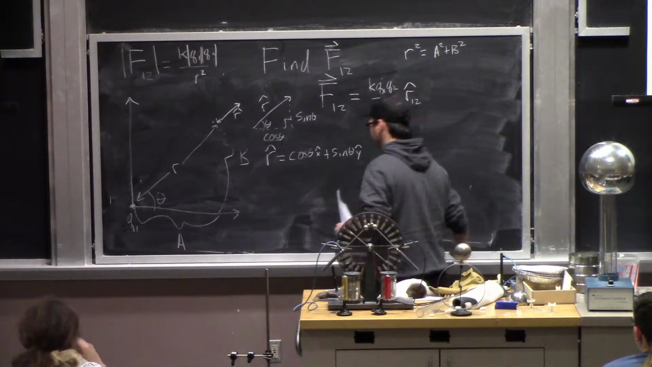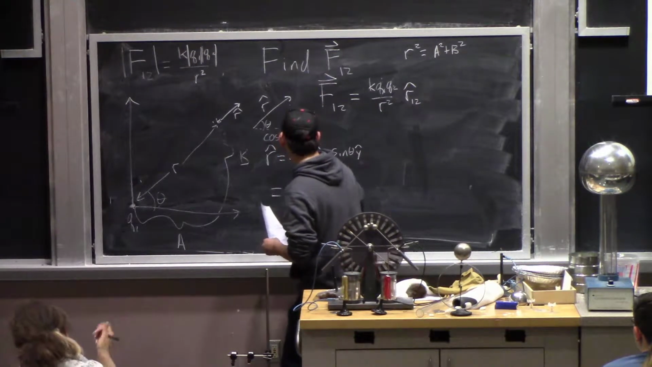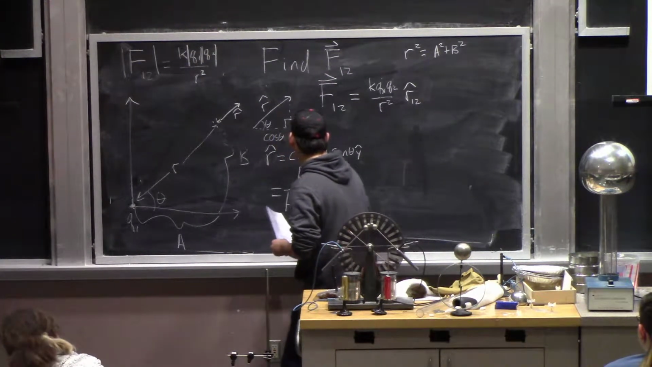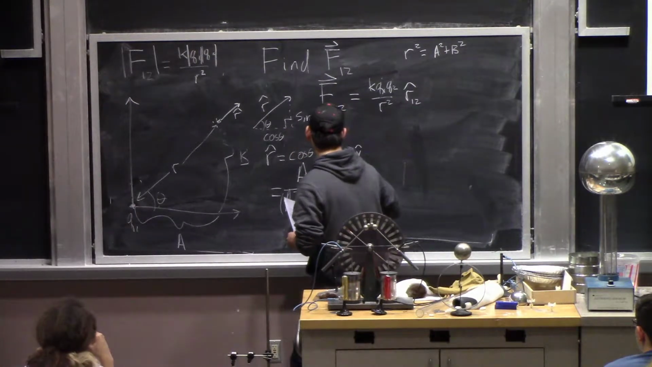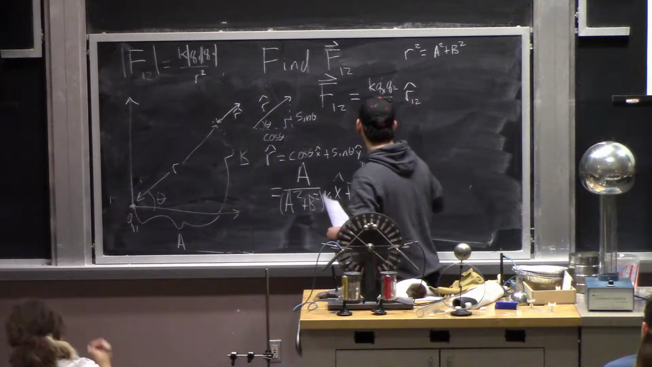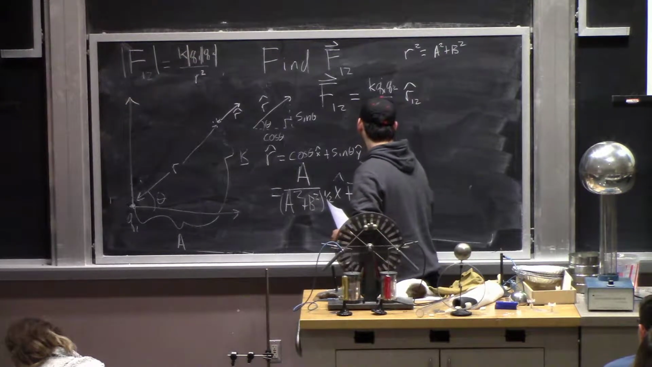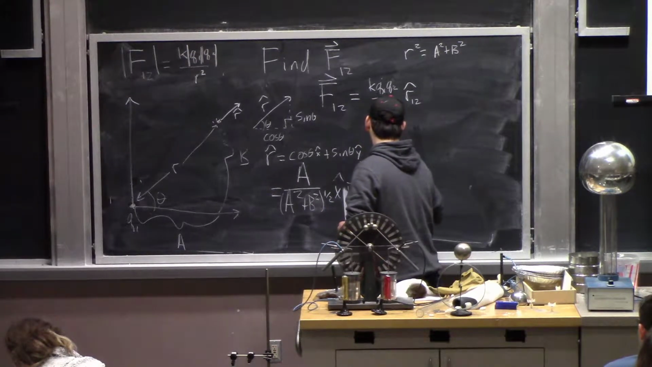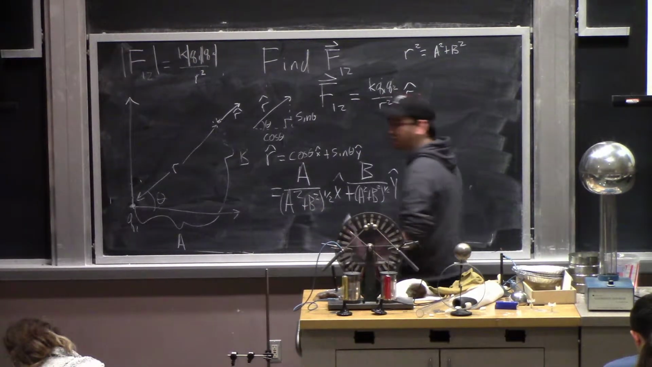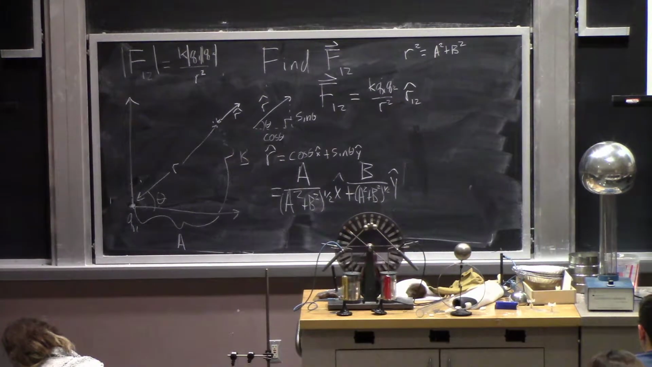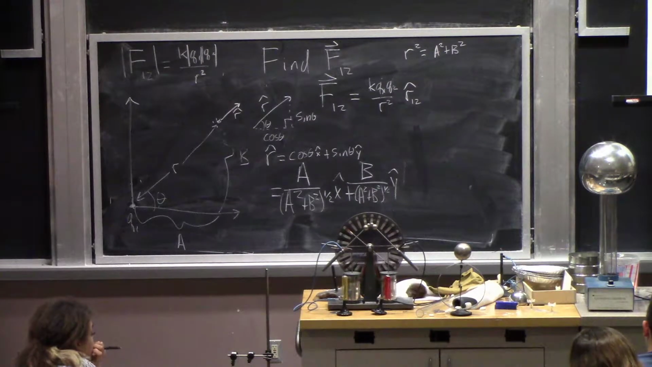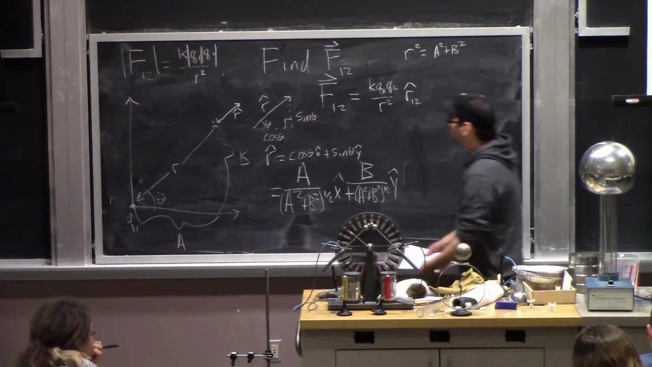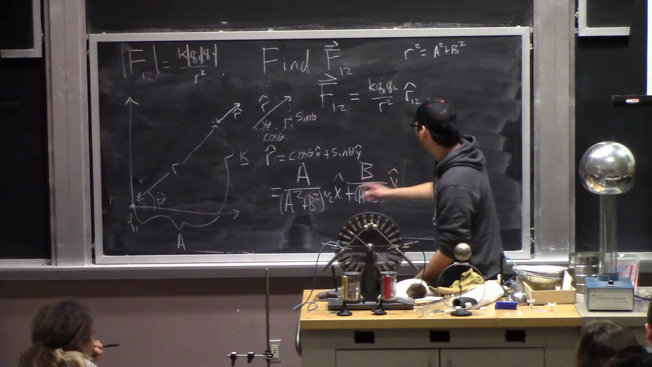So this is A divided by A squared plus B squared to the 1/2 times x hat, plus B divided by A squared plus B squared to the 1/2 times y hat. Okay, so we're already seeing we're getting back a lot of the same terms that we had for the first method, as we should. So now let's finish this and put these together.